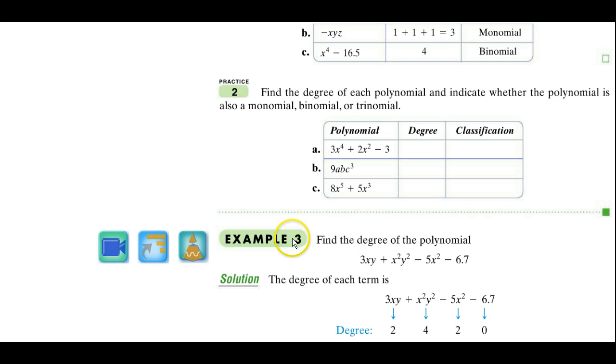As we see in example 3, this one is 2, this one is 4, this one is 2, this is 0. So what's the largest? 4. So the degree of this polynomial is 4.